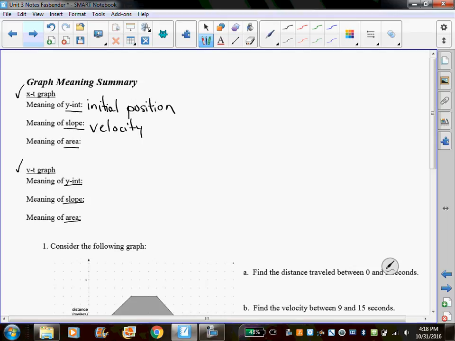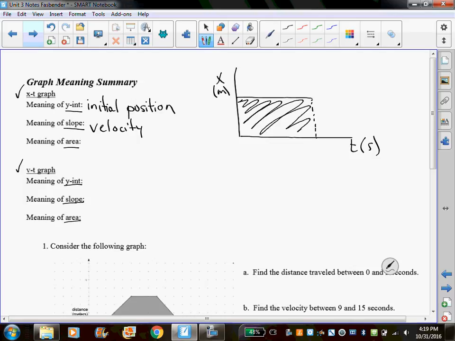And then the area. Now I don't know if you guys know what I mean when I say tell me what the area of a graph means. If I draw just a generic position versus time graph, maybe for something that's not moving, when I ask you to tell me what the area is, I'm really asking you to shade in the area between your line and the x-axis and tell me what that area means.